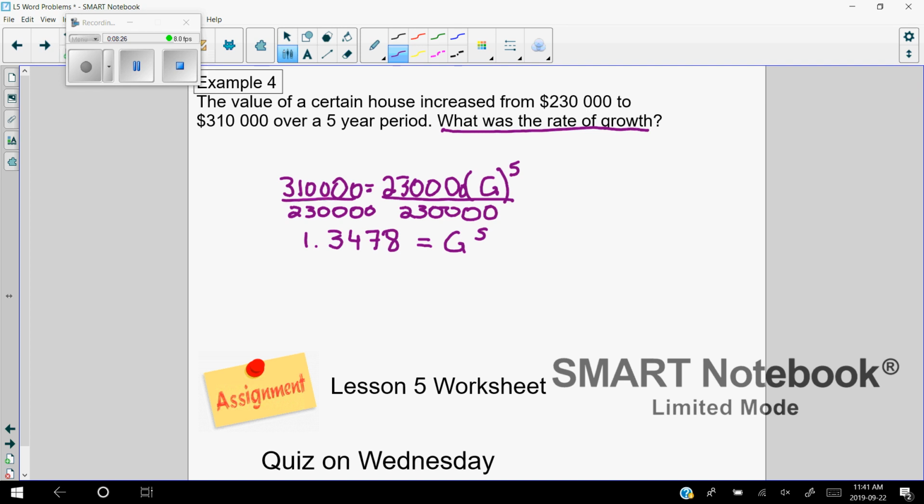So we learned at the beginning of the unit that in order to get rid of the exponent, you raise it to the power of the reciprocal exponent. So I'm going to raise both sides to the power of 1 over 5. Carefully on my calculator. And I get g equals 1.06. So what that means is the rate of growth is 6% increase per year. All right, go ahead and work on lesson 5 worksheet.